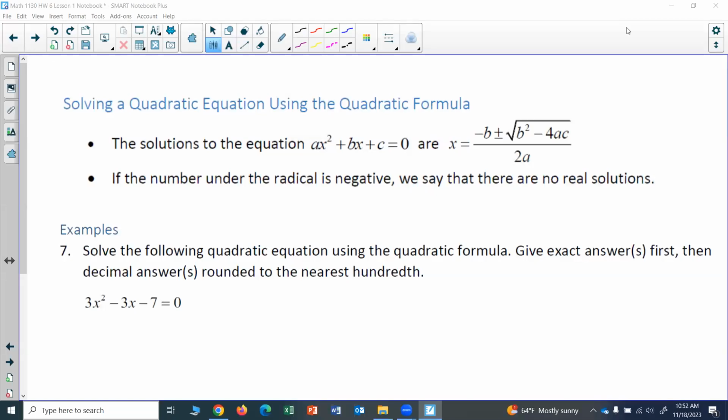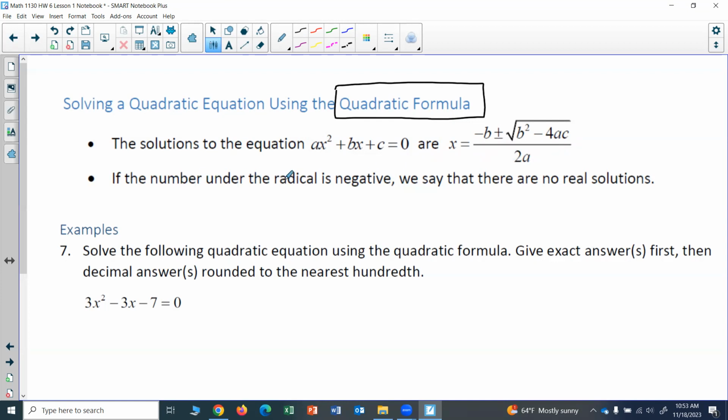This video will look at solving a quadratic equation using the quadratic formula. So the quadratic formula gives us a way to solve a quadratic in the form ax squared plus bx plus c equals 0. And the solutions are x equals negative b plus or minus the square root of b squared minus 4ac all over 2a. So 2a is the denominator of this entire sum or difference.